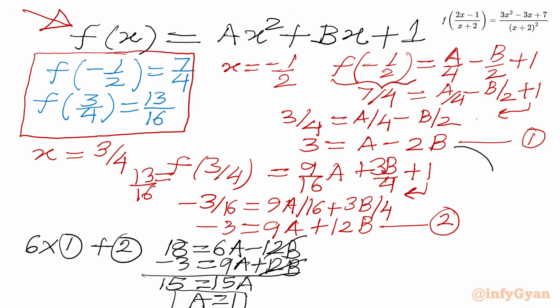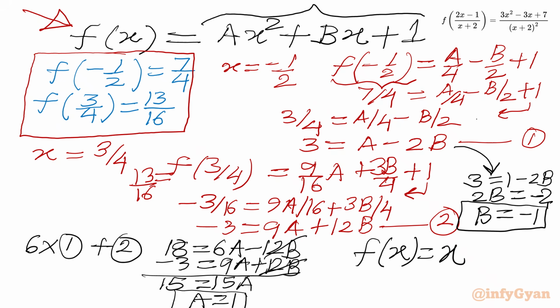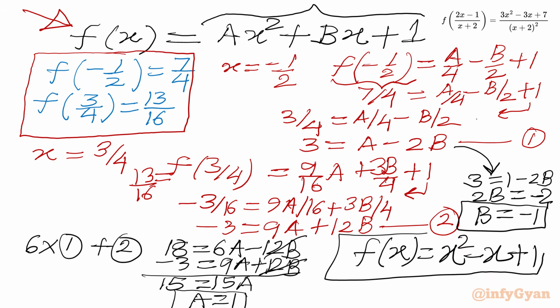Now we will use equation 1. We will write 3 equal to a minus 2b, a is 1, so 1 minus 2b. So 2b will be equal to minus 2. So b will be equal to minus 1. b is minus 1, a is 1, c is 1. Let us plug in over here. So we will get f of x: a is 1, so x square; b is minus 1, so minus x; c is already 1. So our answer is f of x equal to x square minus x plus 1.